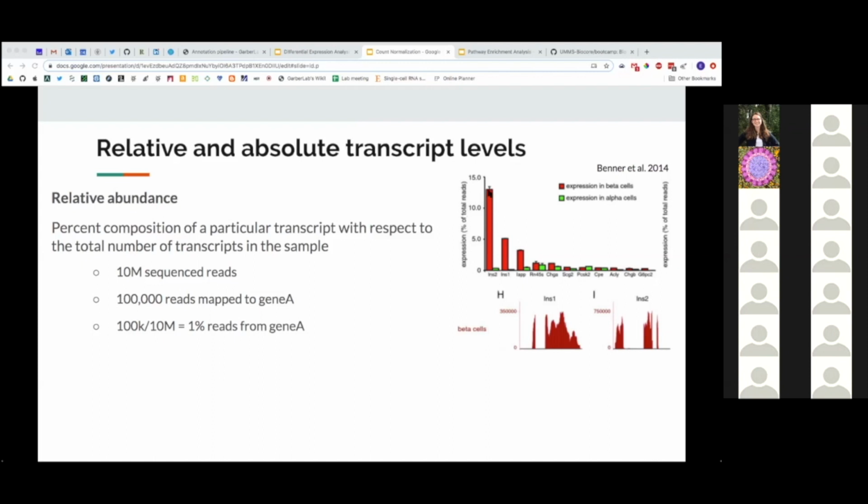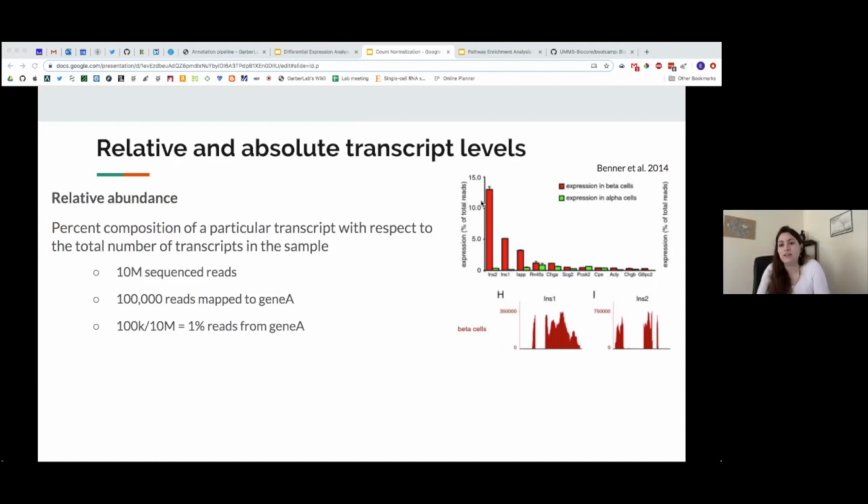And as you can see, around 12% of your mapped reads in beta cells come from the insulin 2 gene. So this is actually a huge problem when you're doing analysis in beta cells, because that means that the depth of your sequencing needs to be large enough so that the majority of the reads you capture doesn't just come from insulin 2, but in fact, there's other transcripts sampled in there as well. So just to show you how it actually happens, this would be the relative abundance of insulin 2, it would be around 12%.